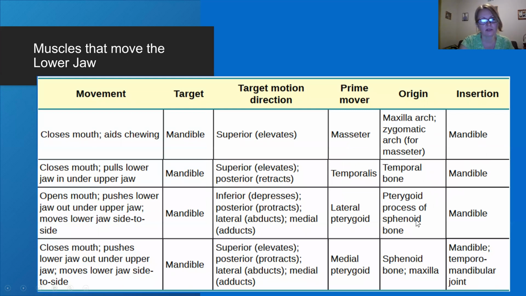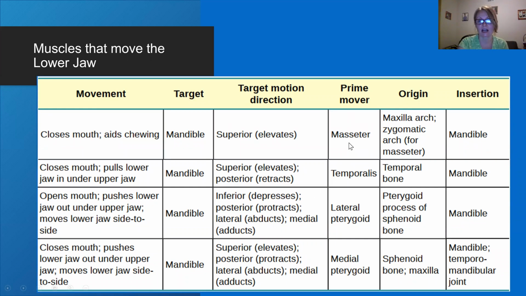Now, if you look over here, most of them close your mouth. Like, look here, masseter closes your mouth. Temporalis closes your mouth. Medial pterygoid closes your mouth. And lateral pterygoid, this is the one that opens your mouth, right? They all target the mandible, because the mandible is really the only movable bone of your skull.